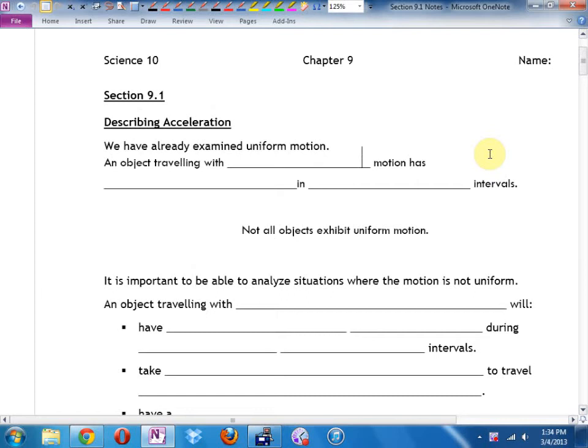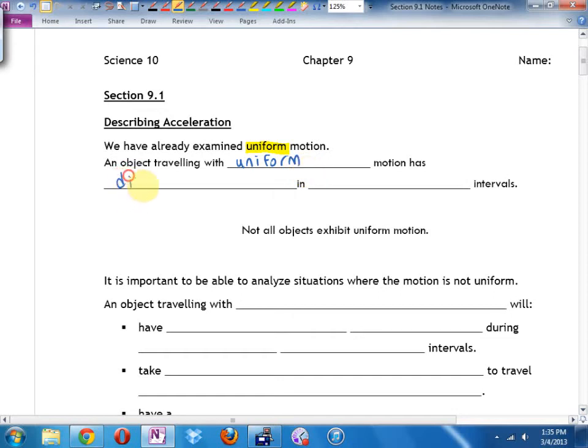Section 9.1, we're talking about acceleration. So we've already examined what we called uniform motion. Uniform motion was what? An object traveling with uniform motion means it's going at a constant speed or a constant velocity. Here's what it really means.